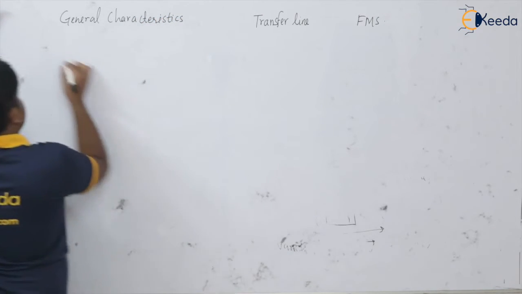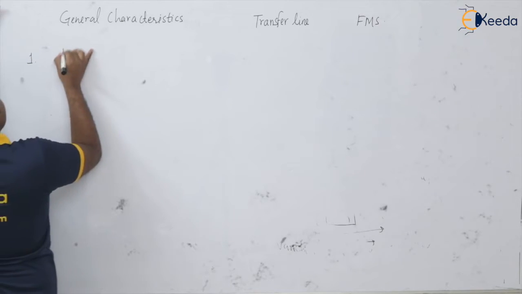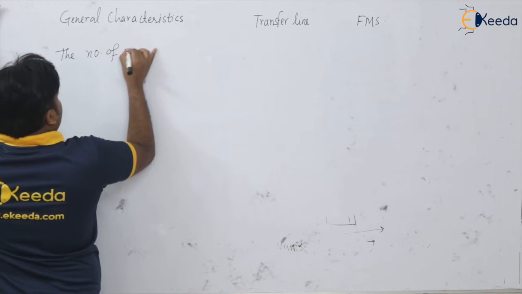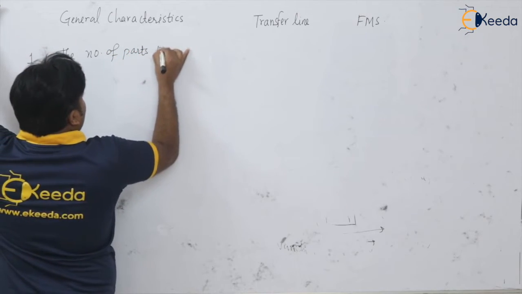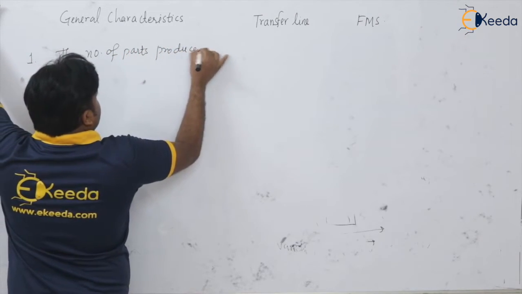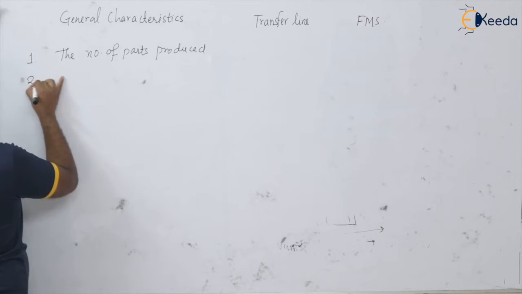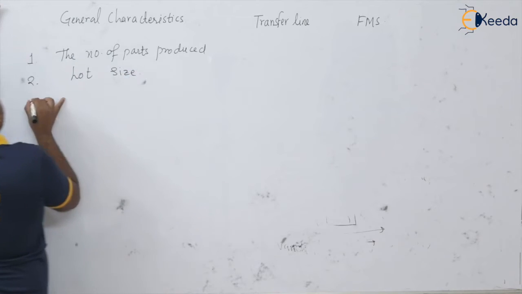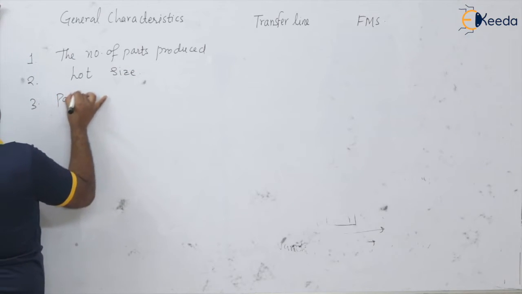So let us take the first characteristic, the number of parts produced. Okay, this is the first characteristic. Second, I will take the lot size. Third, I will take the part changeover time.